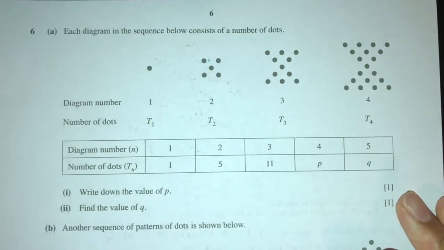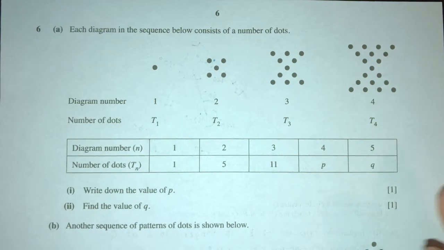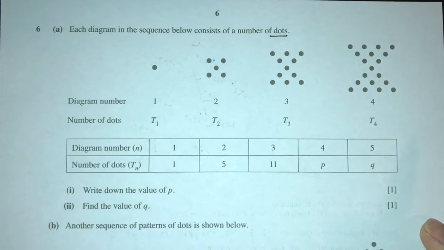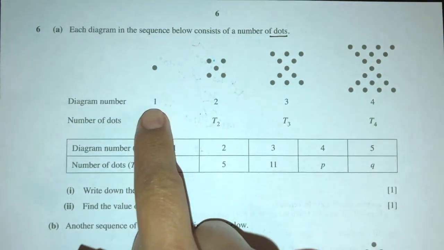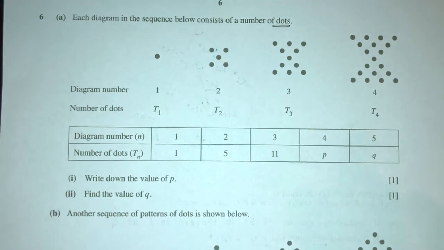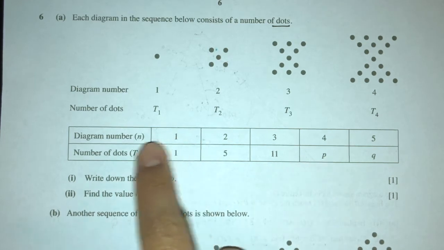Let's move on to question number 6. So each diagram in the sequence below consists of a number of dots. Okay. Now, as you can see, we have dots for each diagram. Now, let's see what else do we have. So we have a table here. We have to write down the value of P. P is the diagram number 4.